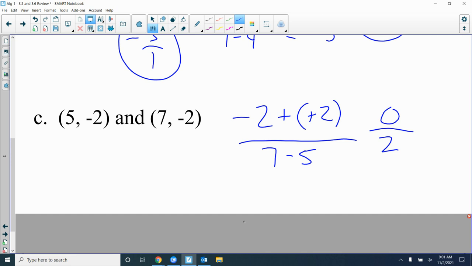No. Okay, what's 0 divided by 2, guys? If you don't get an error, it's 0. 0 divided by 2 is 0. The slope is 0. Okay, now, everybody do this.